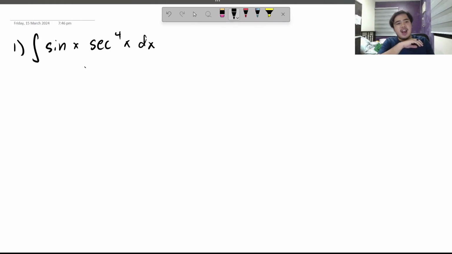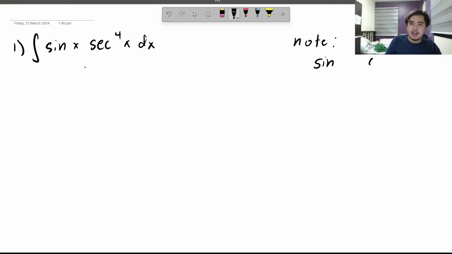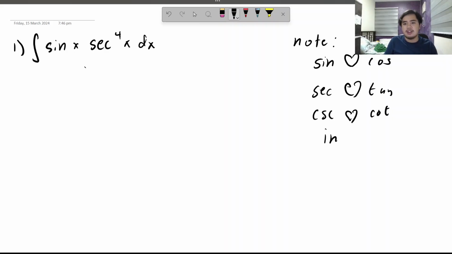First question we have sine x secant to the power 4x. Now, one thing you have to know. Note, these trigonometric functions pair well with each other. Sine and cosine, they love each other very much. Secant and tangent, they love each other very much. And cosecant and cotangent, they love each other very much in the context of calculus.